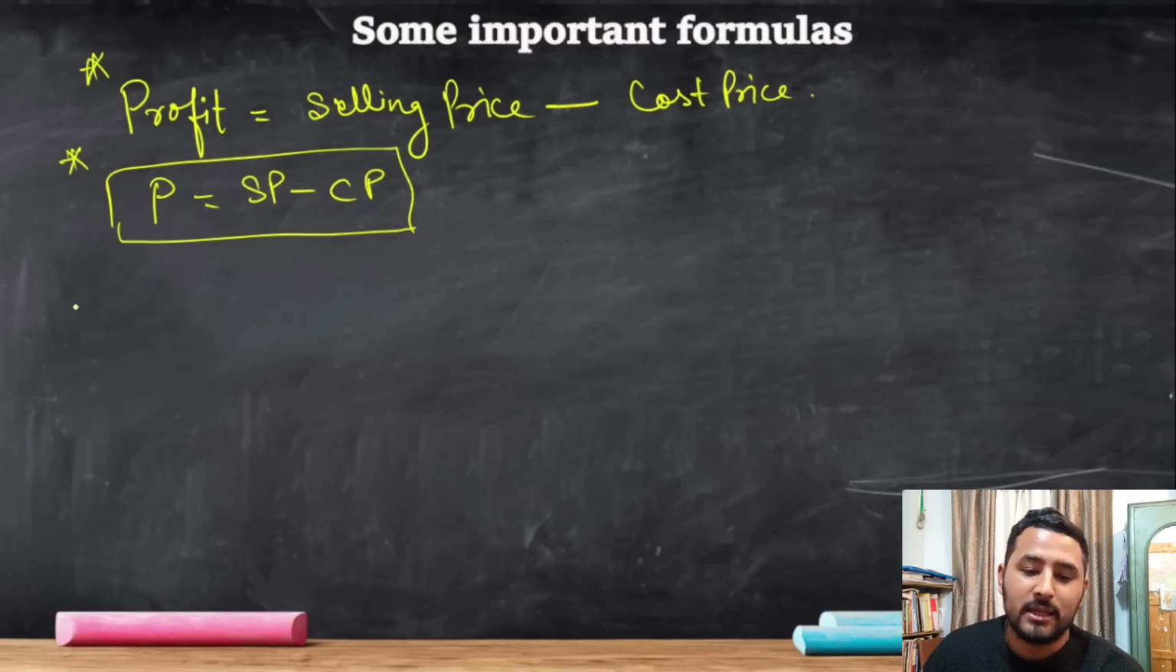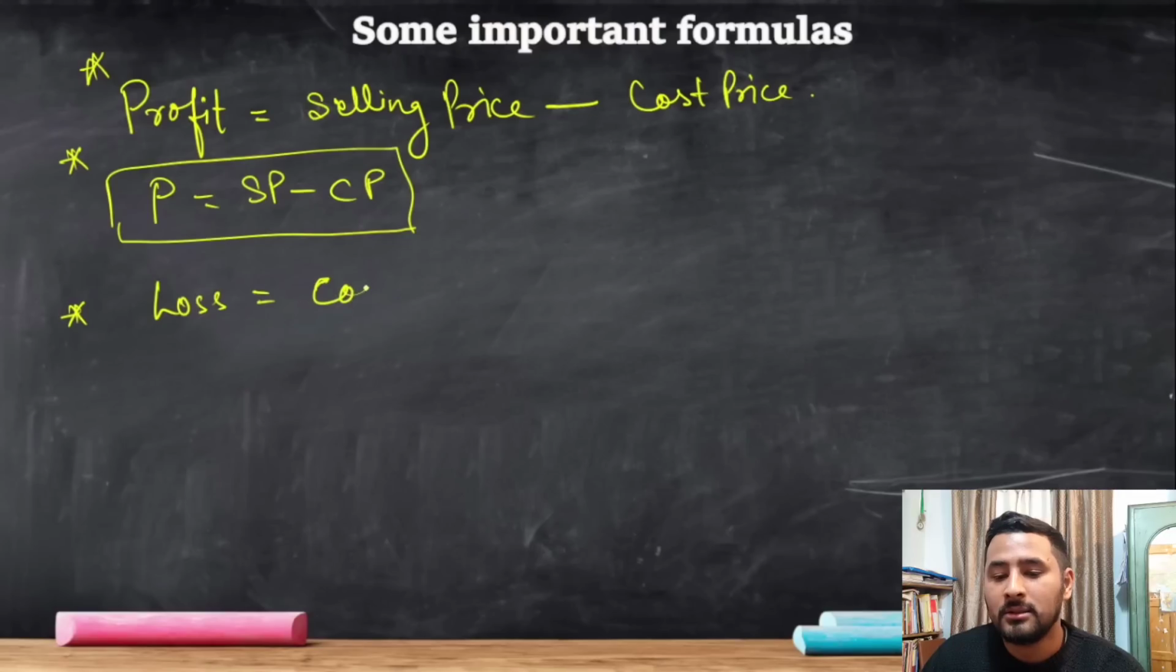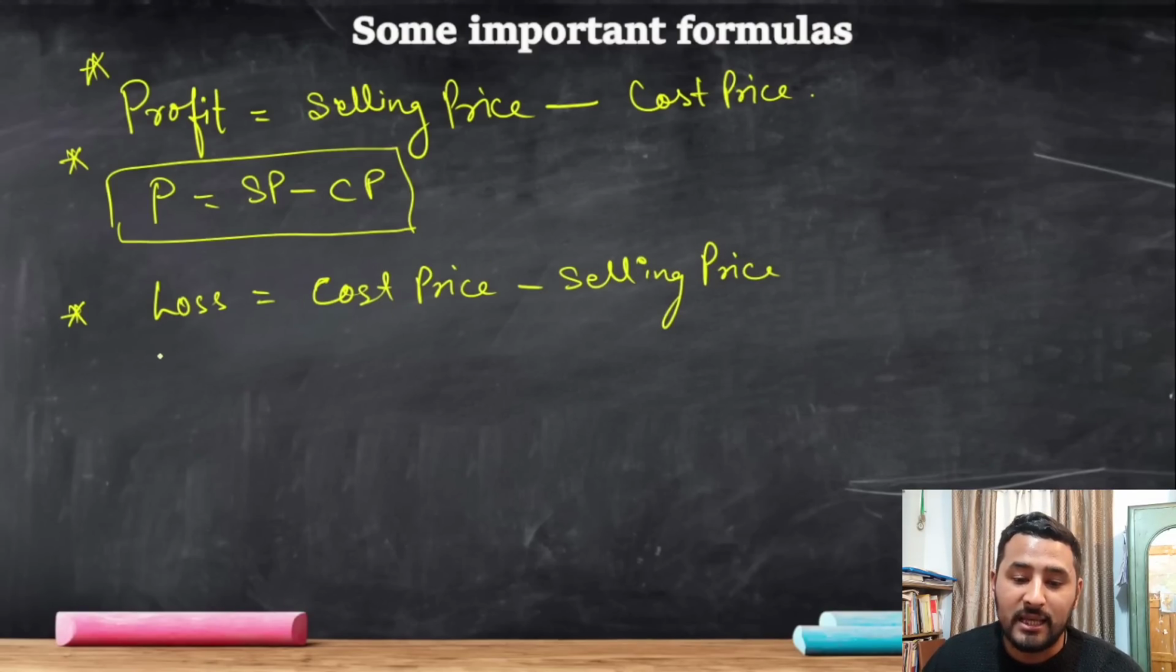Okay, let's see now loss. What is loss? As I said, cost price should be greater than selling price. So loss can be written as cost price minus selling price. You can write this as L is equal to CP minus SP.